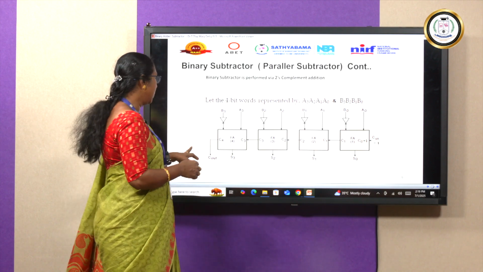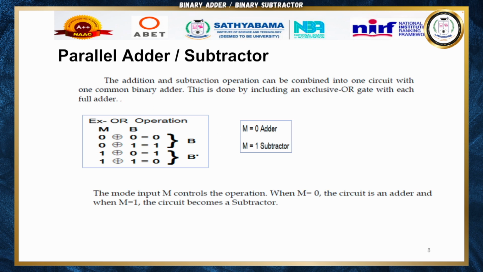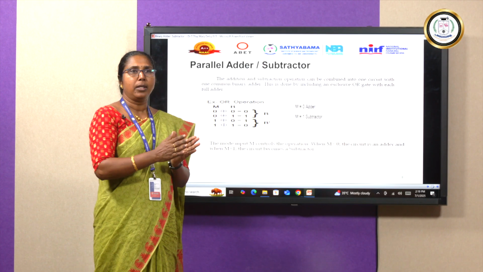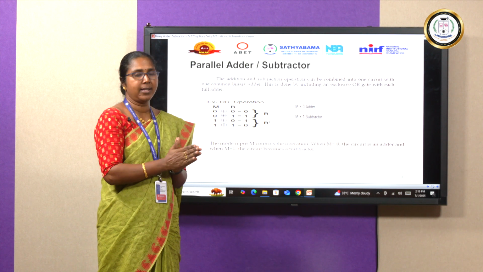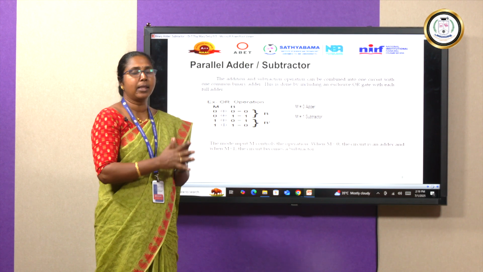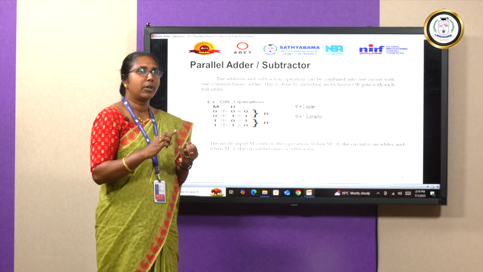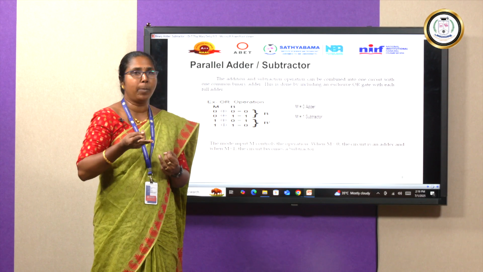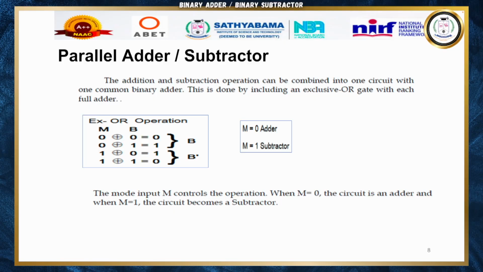So in the next circuit we are going to see how the single circuit is going to perform both binary addition and subtraction. For binary addition, the initial carry is equal to 0 and we are taking the number as such. This is the first case. The second case, for binary subtraction, the initial carry is equal to 1 and you have to complement the second number. So with that rule, we are going to use the XOR operation.